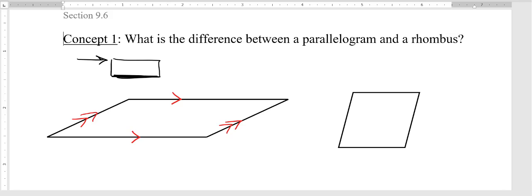All right, what is the difference between a parallelogram and a rhombus? If you remember the other day, we talked about a rectangle and a square. A square had all four sides that were equal length. Same thing with a rhombus. Not only are opposite sides parallel, so we have this relationship, but in addition to that, we also know that all four sides have the same measure for a rhombus.